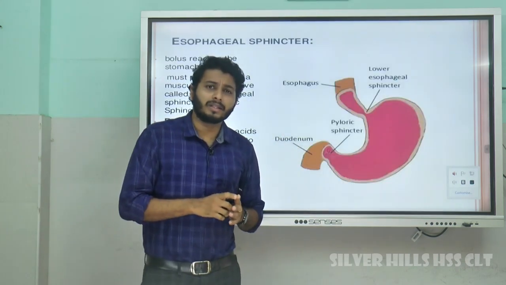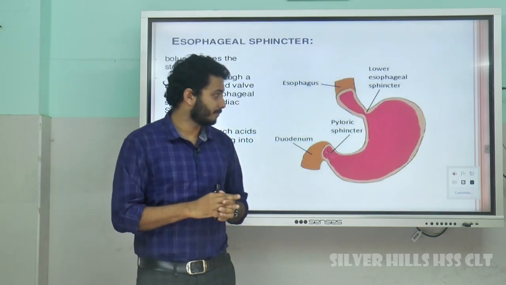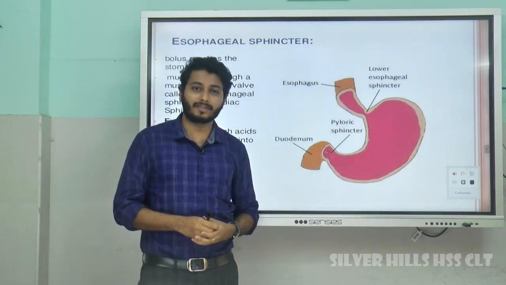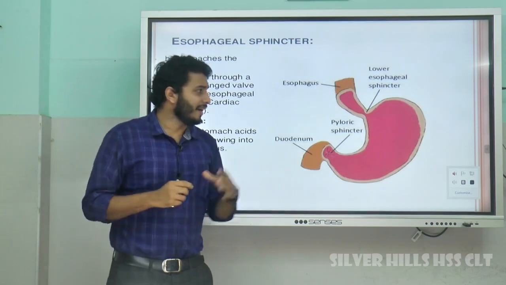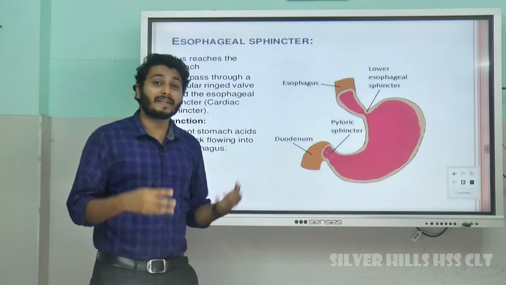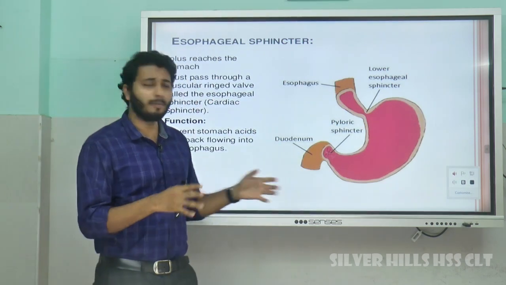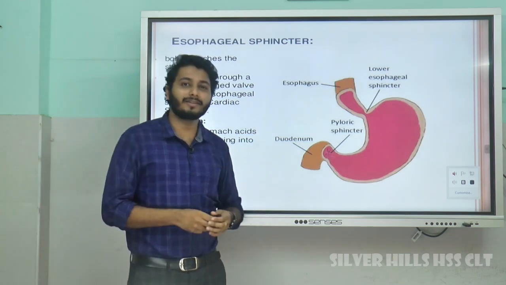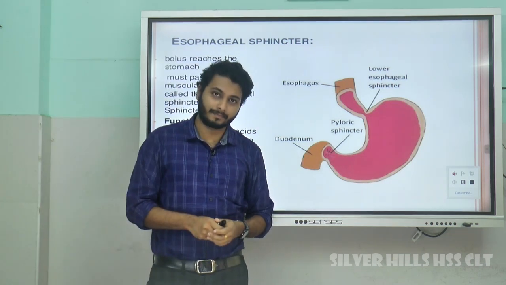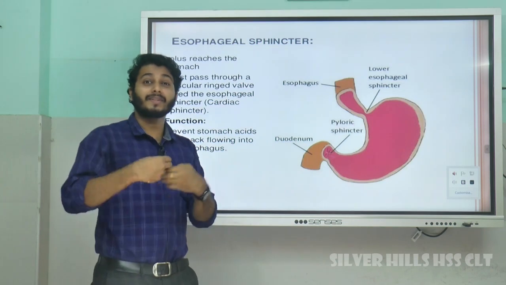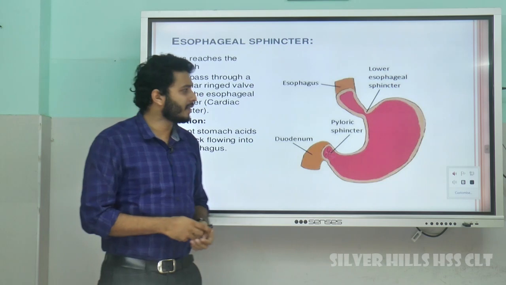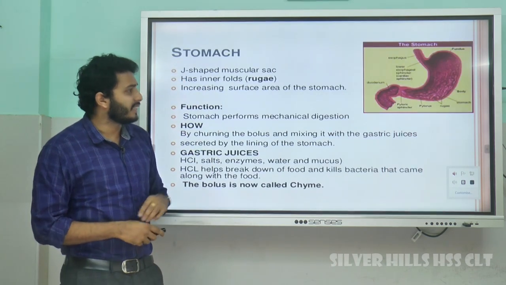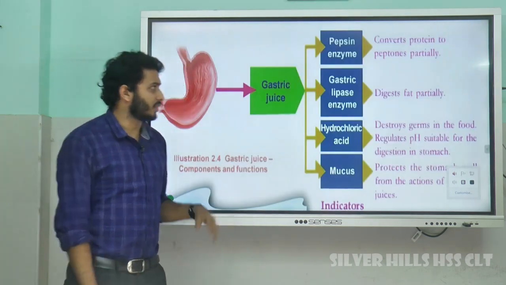From the mouth, the food reaches the stomach. Stomach, the widest part of the digestive system, the widest part of the alimentary canal. Inside the stomach there are several glands. The group of glands which is seen inside the stomach is called the gastric glands. These gastric glands produce certain enzymes. All these enzymes produced by the gastric glands are called the gastric juice.